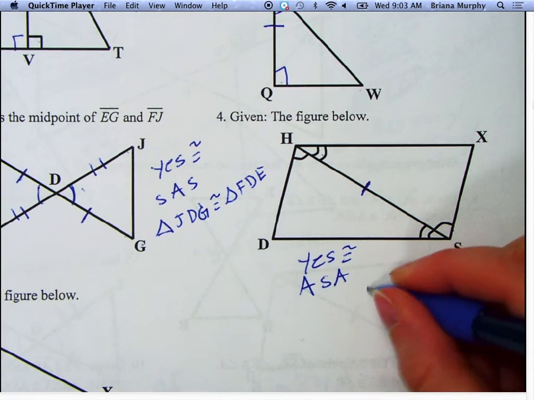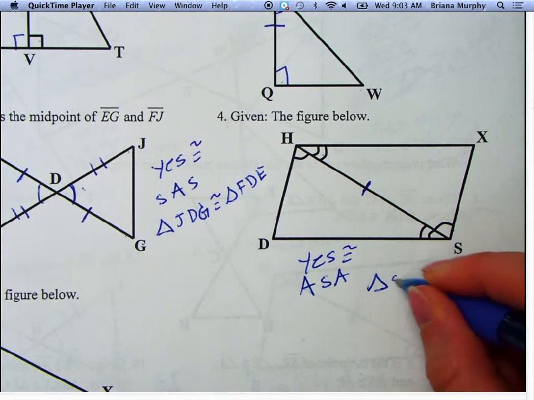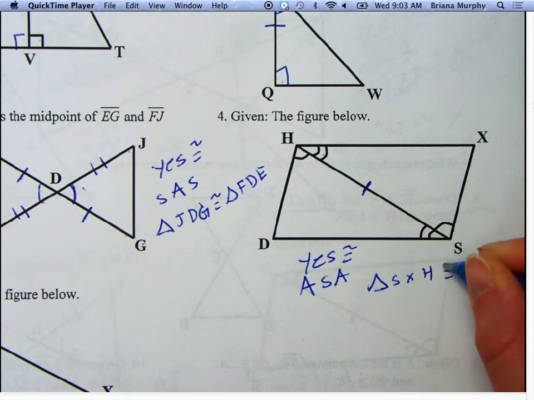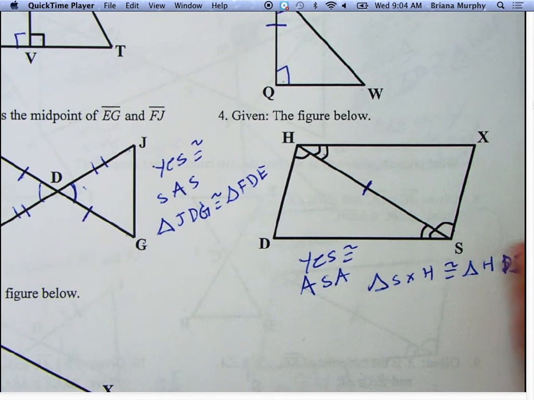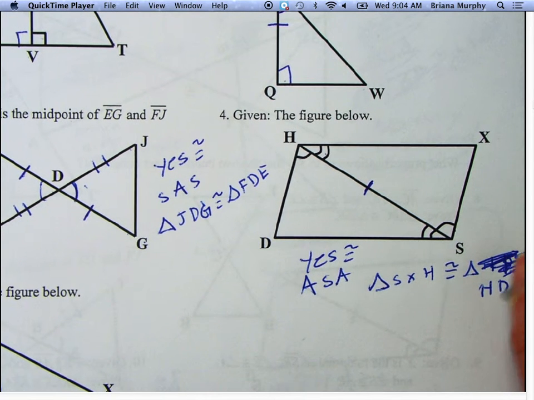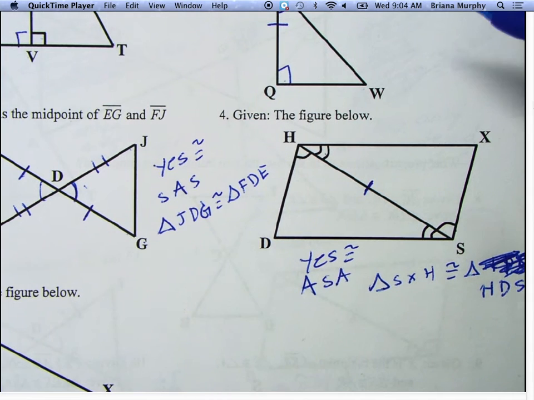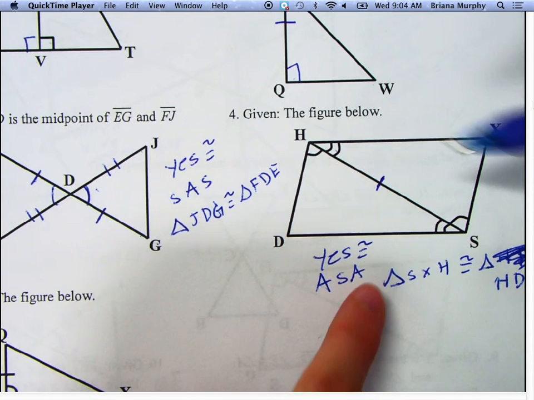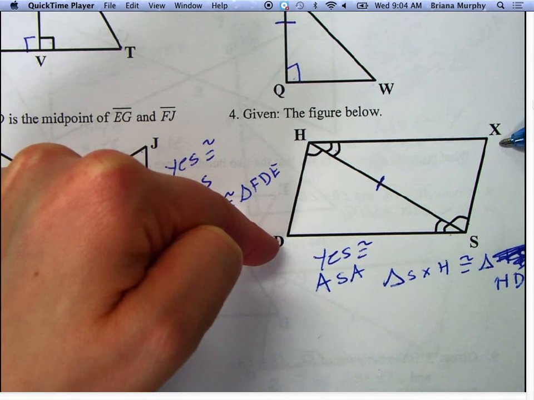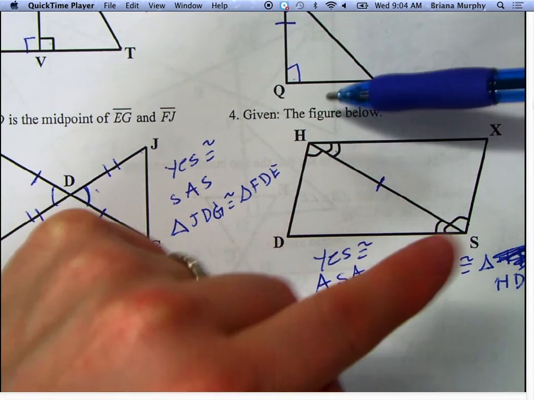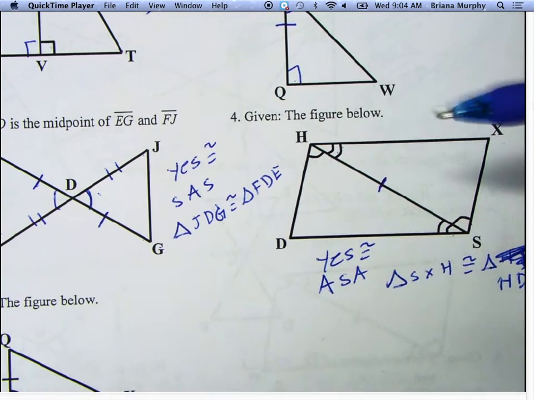Okay. So it's triangle SXH is congruent to triangle HDS. I'll just rewrite it. It doesn't matter what order it's in as long as they match each other, right? S and H have to match each other. X and D match each other. H and S match each other. Okay.